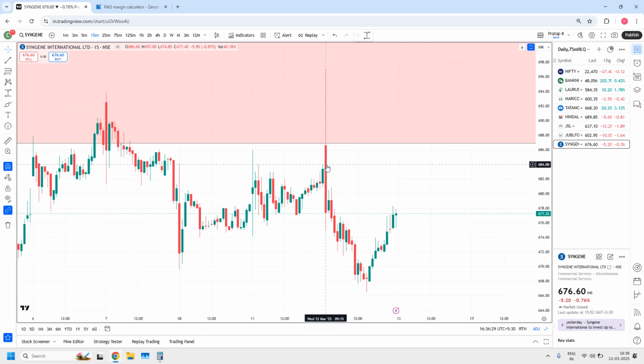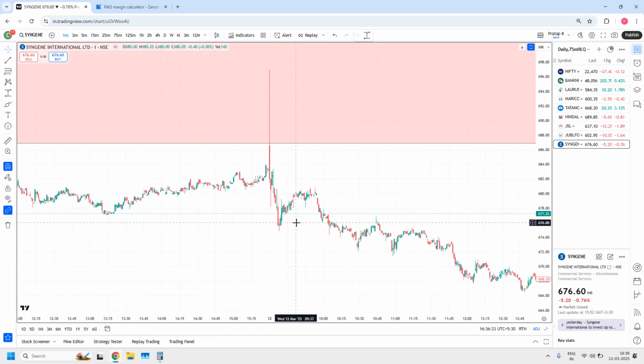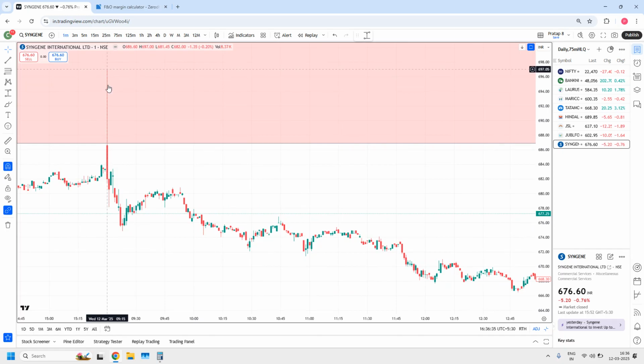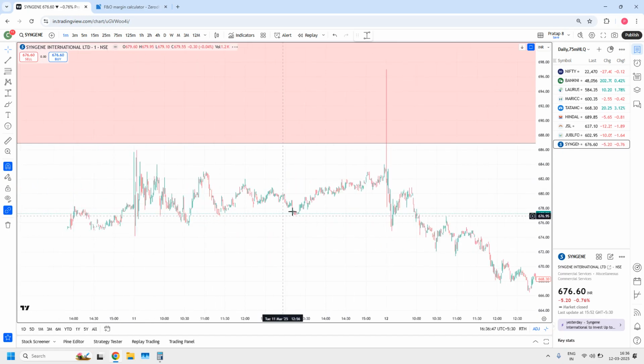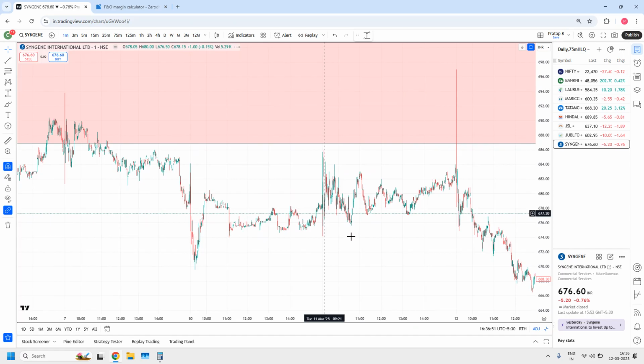Why it came down, you may ask. In the morning, in the 1-minute candle you see prices entered and sharply came down. Opened, moved up, came down. Why did it move so sharply? Maybe there could be a freak trade. Maybe a false trade might have been executed. That's why it is showing a wick and again came down. Sometimes it happens in the exchange, but we have to live with that.